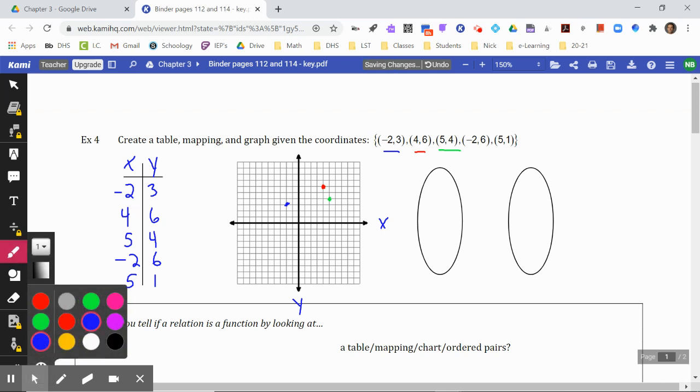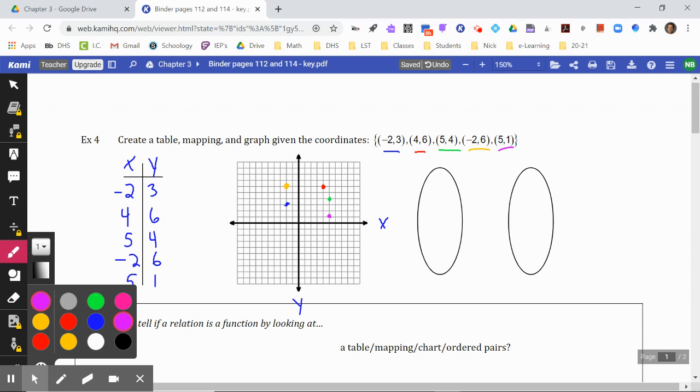And our next point, let's go orange here at -2, 6. That means we're going to go -2 on our x, and we're going to go 6 up. 1, 2, 3, 4, 5, 6. And then our last point here is 5, 1. So 5 on our x, 1, 2, 3, 4, 5, and 1 on our y will put us right there. All right, so that's how we're going to plot our points on our graph here.